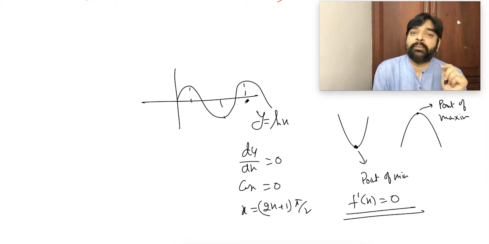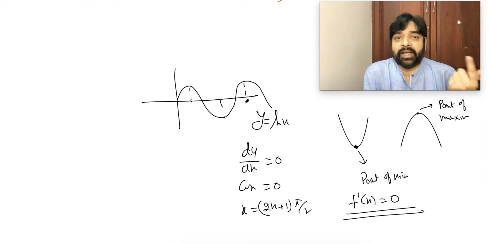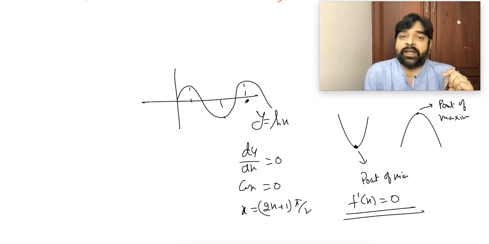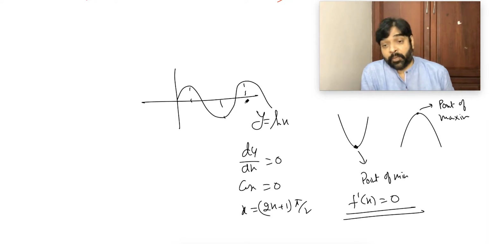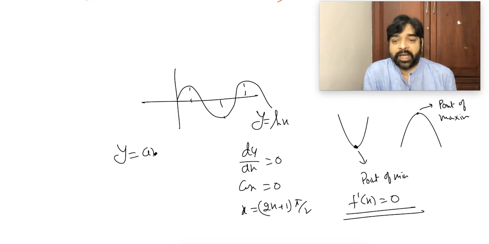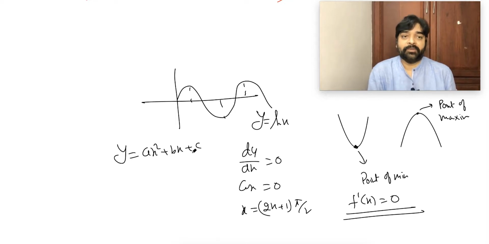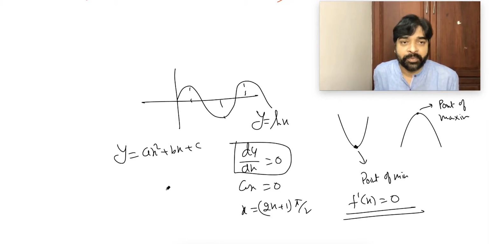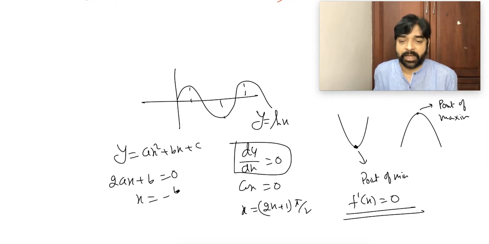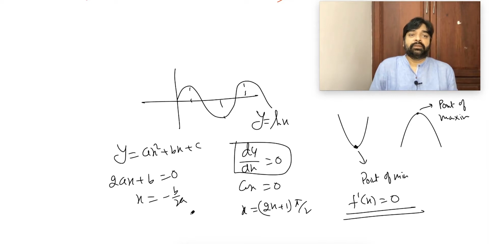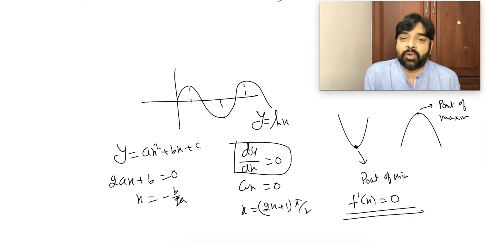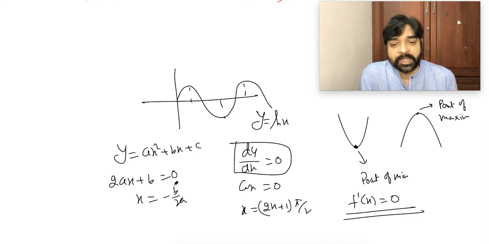So to get the turning point of any curve, any kind of expression, we just have to find dy by dx, put it equal to 0 and get x. We are talking about the turning point of y equal to ax square plus bx plus c. Watch very carefully. For this turning point, I will find dy by dx and put it equal to 0. So dy by dx will be 2ax plus b equal to 0, which means x equal to minus b by 2a. Yes or no? The x coordinate of the turning point of this expression is this.